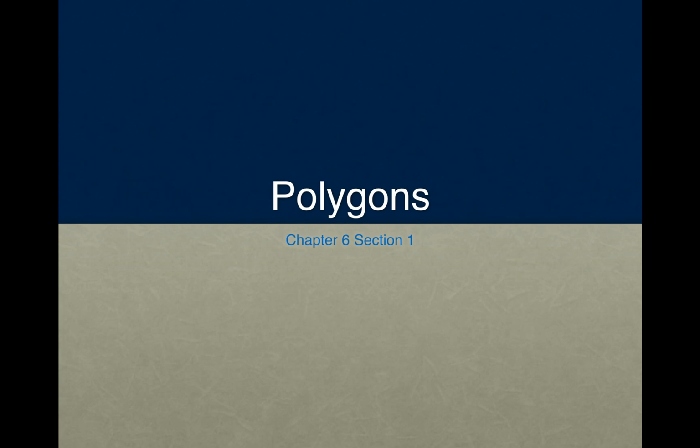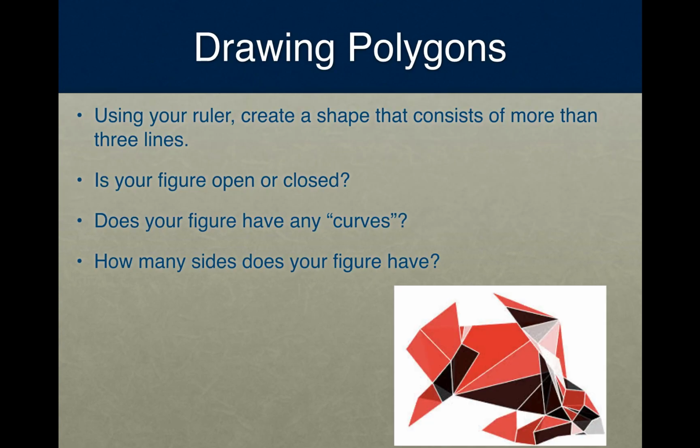Today we are going to be talking about section 6.1 and we're going to be talking about polygons. The first thing I'm going to have you do is create a shape that consists of more than 3 lines. So if you have a ruler at home, I want you to go grab one. If not, just try to make the straightest possible lines that you can. I'm going to draw a shape as well.